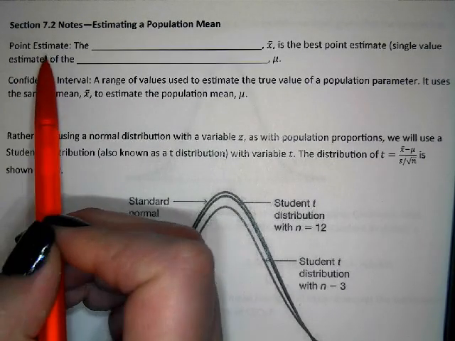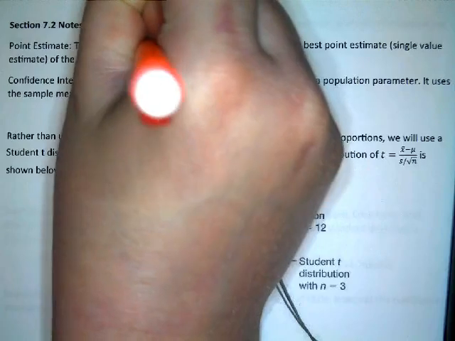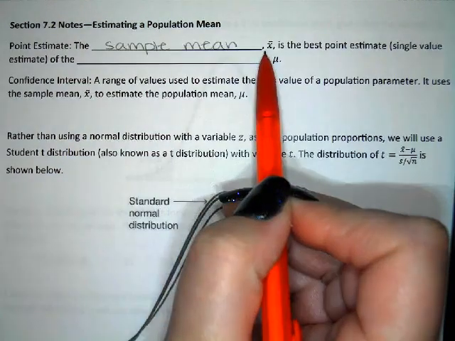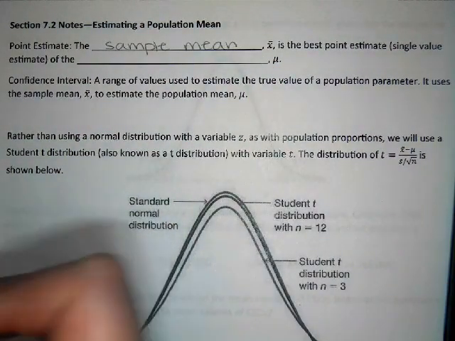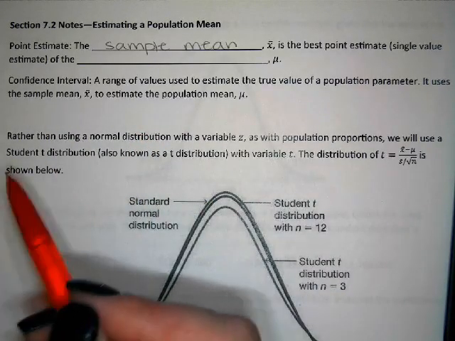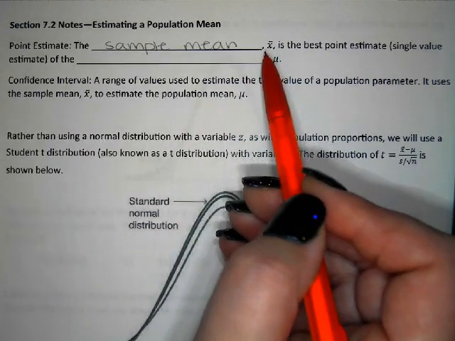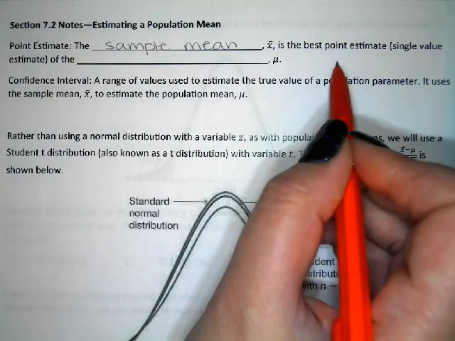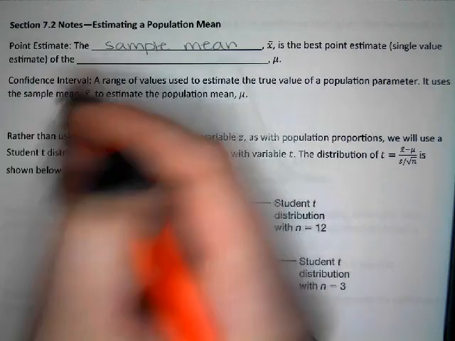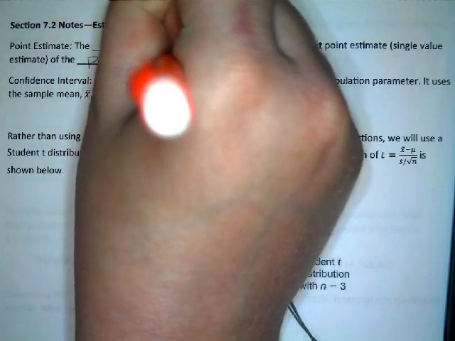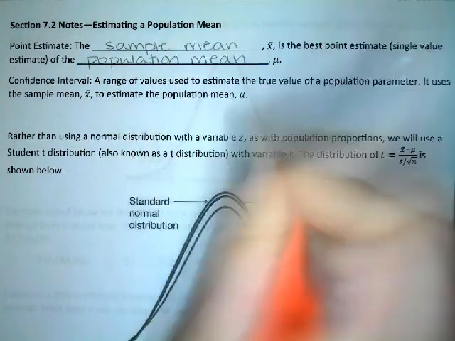So first, we're starting off with a point estimate again, and so here the sample mean, which is X bar. So we've worked with this before. Last time we had sample proportions and population proportions, and we hadn't really talked about those before, so we were introducing new variables. In this section, you're going to notice that the variables are recognizable because we've talked about these before. So the sample mean is X bar, and it's the best point estimate or single value estimate of the population mean, which is mu.